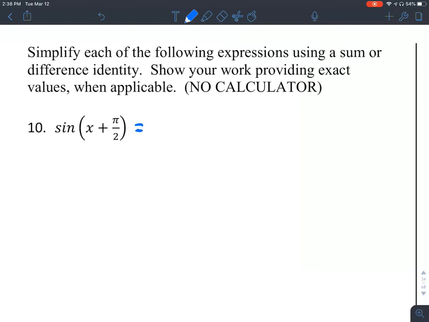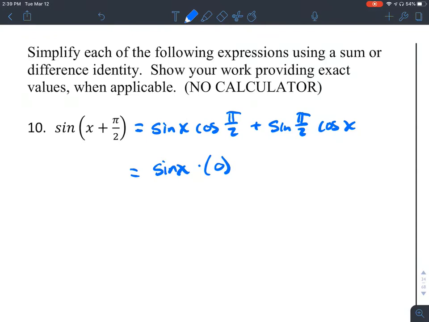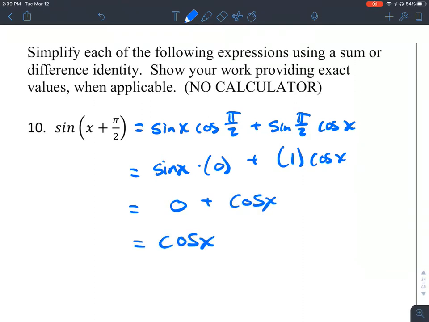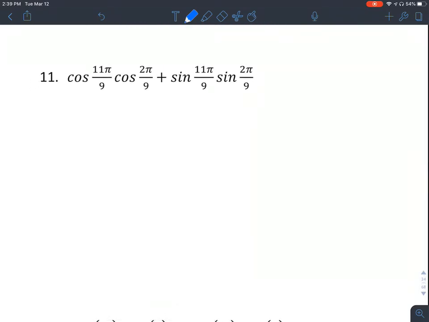This is the sum identity for sine, which is sine of the first angle times cosine of the second angle plus sine of the second angle times cosine of the first angle. Well, sine of x is sine of x. Cosine of pi over 2 is 0. That's from the unit circle. Sine of pi over 2 is 1, also from the unit circle. 0 times sine is 0. 1 times cosine is cosine, so this is equal to cosine of x. Awesome. Number 11, wow.